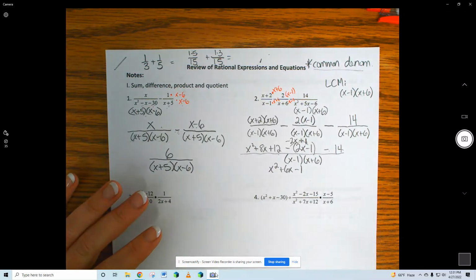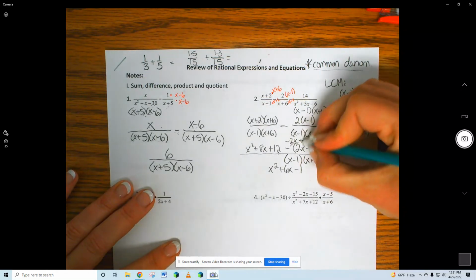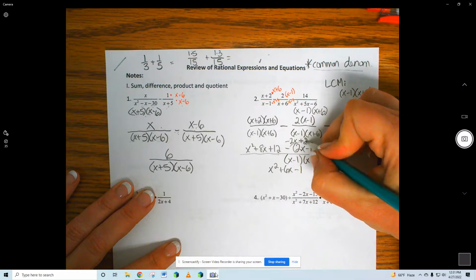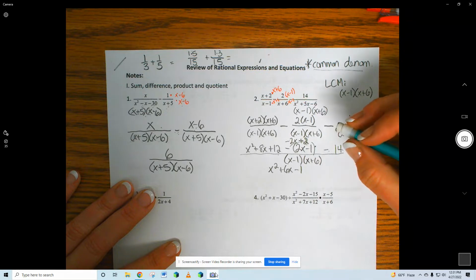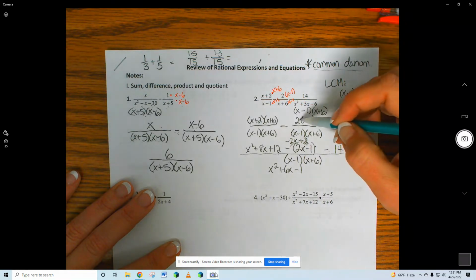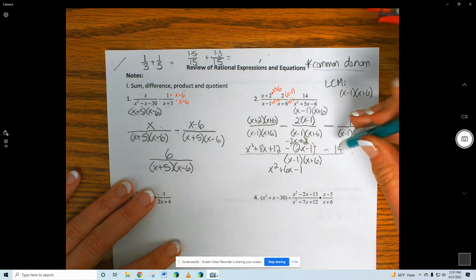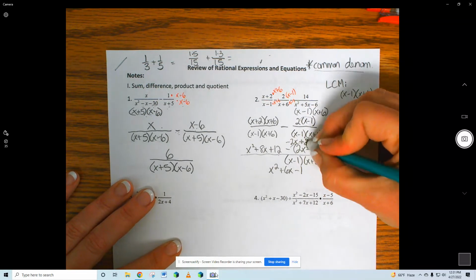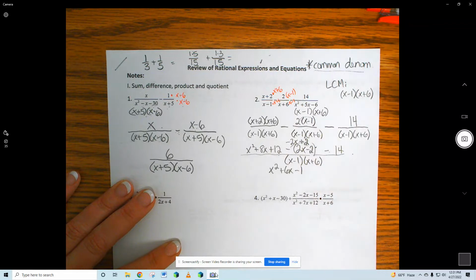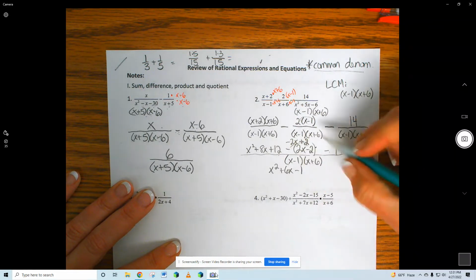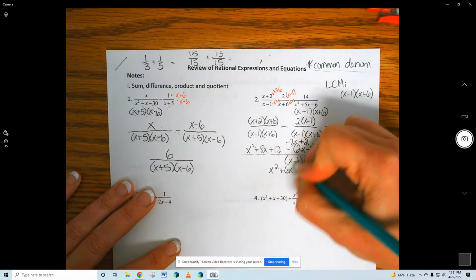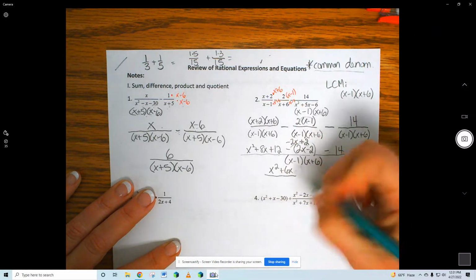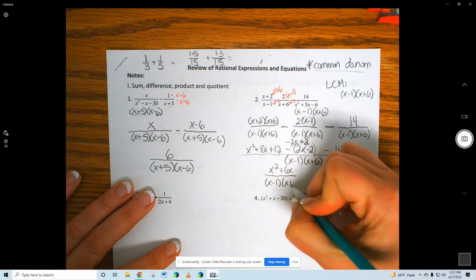And let me make sure that that's right. Oh, did anybody notice that this should be a 2? Wait, 2x minus 2. Okay, so let's check again. 12 plus 2, 14 minus 14. Much better. I knew something was wrong. X minus 1, x plus 6.